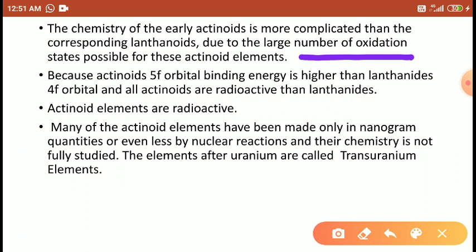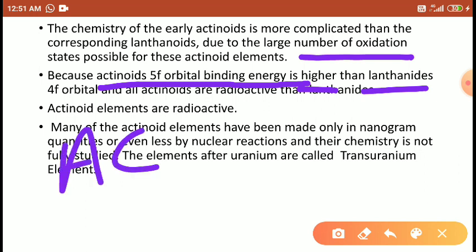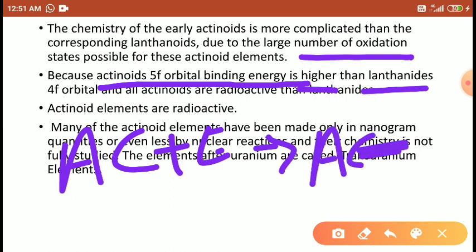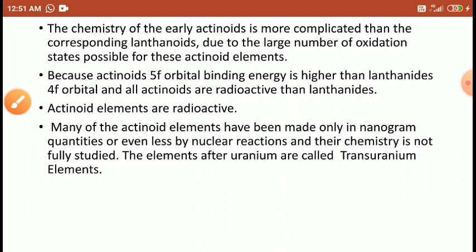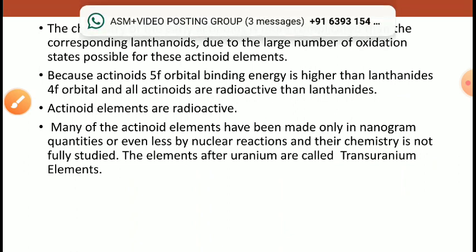And one more reason why actinides are more stable: the 5f orbital binding energy is higher or stronger than the lanthanides. So when the actinide elements are bonded with any species, they bond more strongly. So that's why the bonding energy is stronger. So the actinides are more complicated than the lanthanides, right?